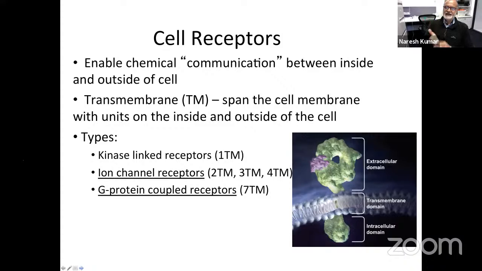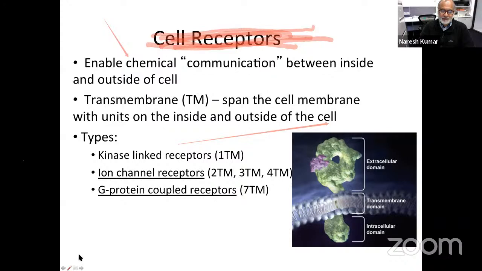The next biological targets which we have is cell receptors, and the cell receptors are obviously very important drug targets as well. Okay, and cell receptors are shown as a diagram here, and these cell receptors have what we call an extracellular domain and an intracellular domain. They span the cell membrane with units on the inside of the cell and the units on the outside of the cell as well. So this is outside of the cell, and this is the inside of the cell.